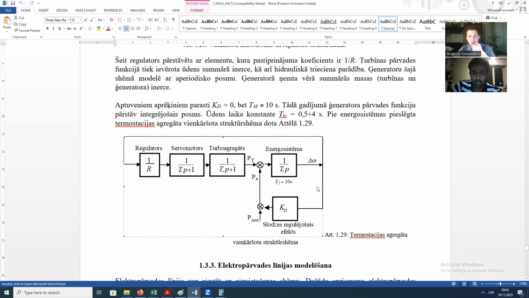And your task will be to try to change these parameters and to write the analysis. So what will happen if we change these parameters? So just an analytical task, yes. The schemes are ready-made, yes. You just need to play with the parameters and to see what will happen with frequency. Okay, so this will be your task.